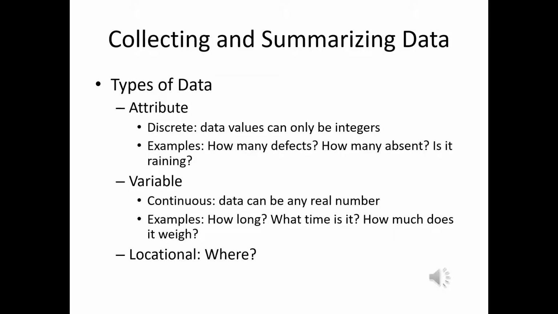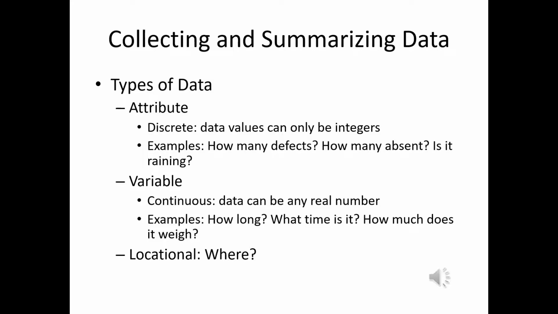There's attribute data, and this is discrete. By that, we mean it can only be integers. So if I'm talking about the color of the car, it can only be one color: blue, black, white, red, whatever, right? It can't be blue and a half. You see what I'm saying? Some examples: number of defects, how many people are absent, is it raining, either raining or not, go, no-go data, pass, fail, that type of thing.